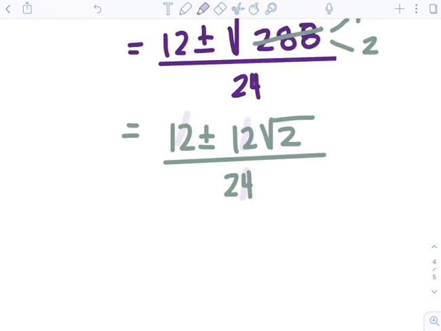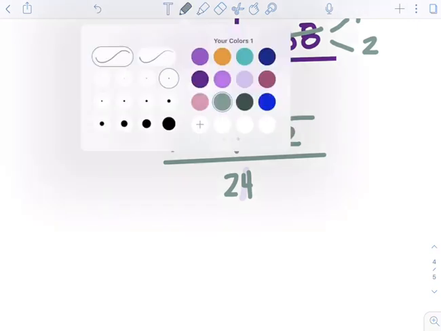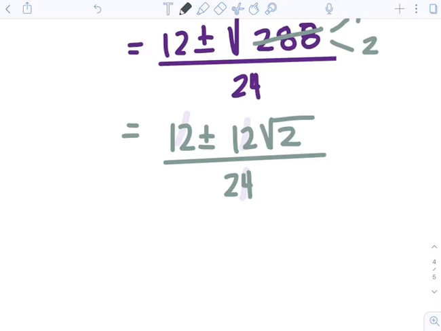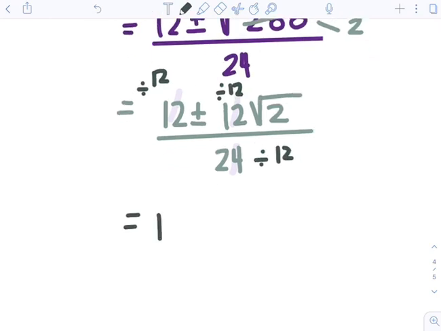Okay, but if there's something that goes into all 3 of those numbers, and it has to be all 3, it can't just be 2. Okay, it has to be all 3 of those numbers. I see something that goes into all 3 of those, and that is 12. So what you're going to do to fully simplify this is divide all of those front numbers by 12. Okay, so I'm going to get 1 plus or minus 1 root 2. If you don't like the 1 there, you could just leave it as root 2 all over 2.